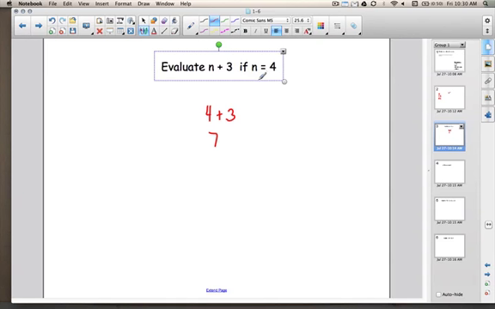So remember, only in this example does it mean that when we see n, it's equal to 4. Any other example that we see later on, it's not always going to be that the letter n is equal to 4. It all depends on the example that they give us and what they tell us the variables are equal to.